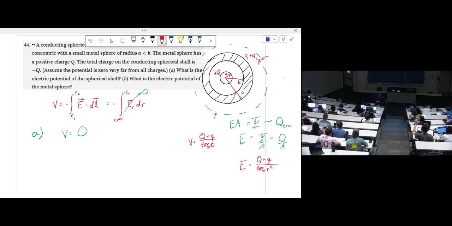Say that again. Why do we integrate from infinity to C? Okay, so we're trying to figure out, with respect to our reference point, which we said for spherical or point charges, isolated things, we reference with respect to infinity, because if we're going as a function of r squared, when we integrate, it goes to a function of 1 over r, and 1 over r at infinity is 0, right? So that's why we choose infinity as our reference point.